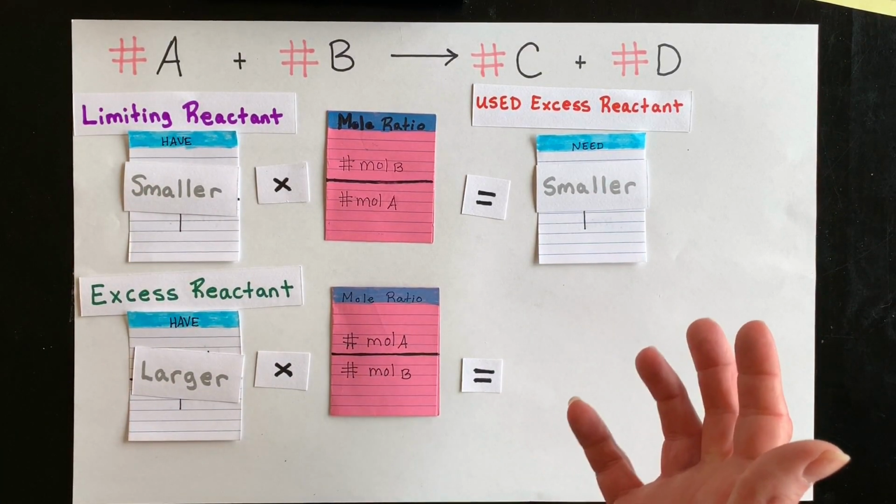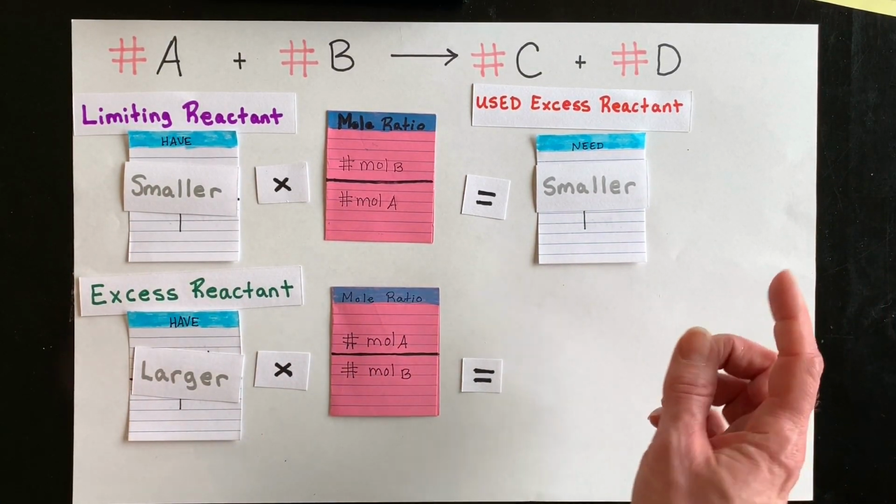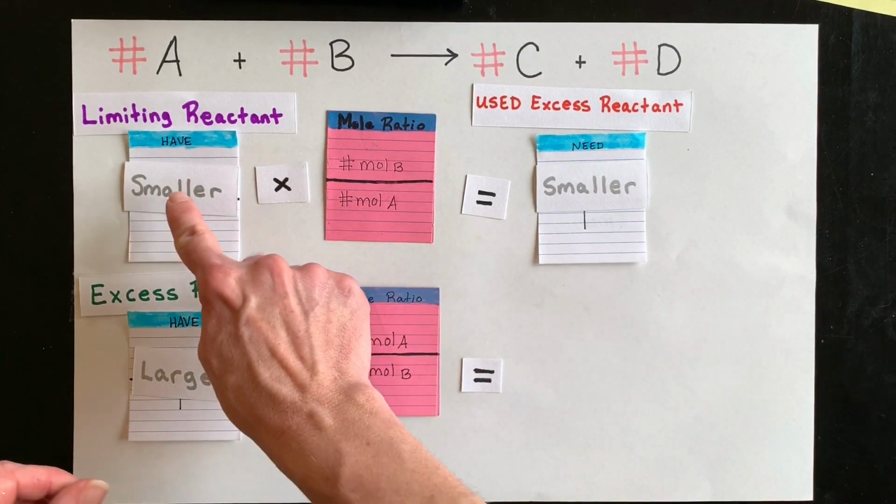All right, so that's step 2. That's the most complicated step. After that, the best policy is to keep your limiting reactant.